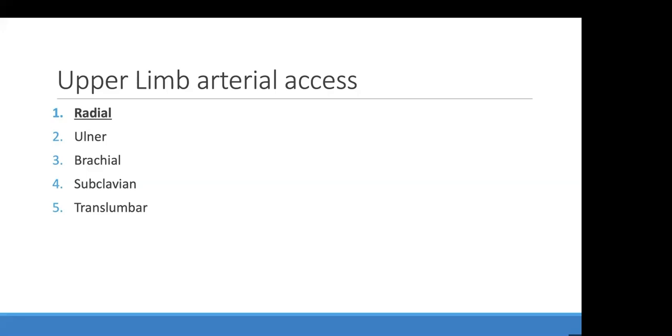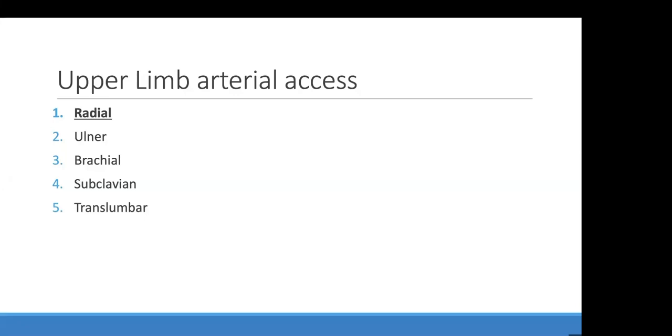Brachial artery is also another alternative route. However, it's very important to note that it's associated with more complications. Limb ischemia has been reported to be seen commonly with it. You can even close it with Perclose or Angio-Seal. However, I usually prefer to compress manually to prevent complications.